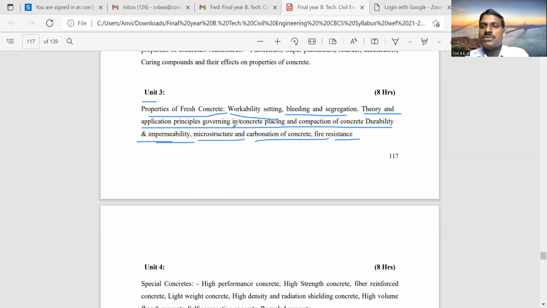So carbonation of concrete. Concrete will also carbonate. Why? Because concrete and steel are the two main materials we use in reinforced cement concrete. So steel is there and concrete is there. The steel will be corroded first, and with the contact of the steel, the concrete is also carbonated or corroded. Next point is fire resistance. Is the concrete fire resistant?